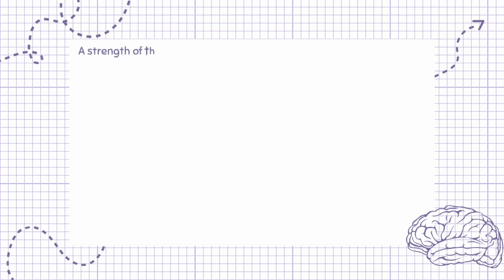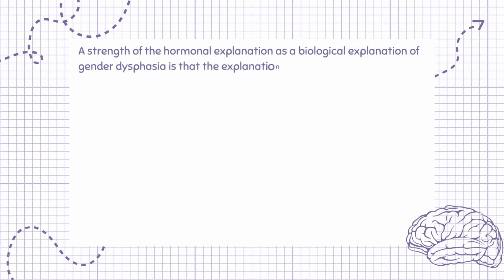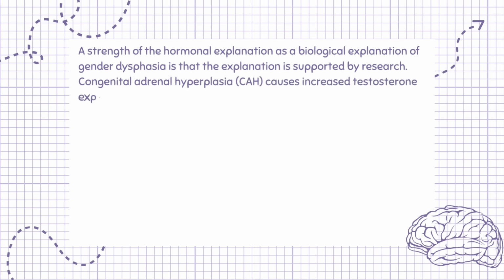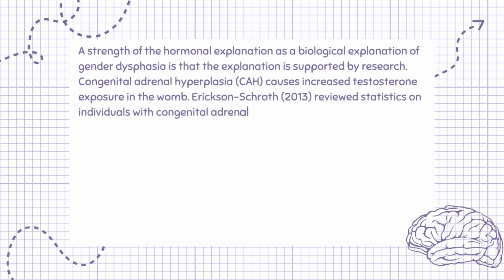A strength of the hormonal explanation as a biological explanation of gender dysphoria is that the explanation is supported by research. Congenital adrenal hyperplasia, CAH, causes increased testosterone exposure in the womb. Erickson-Schroth, 2013, reviewed statistics on individuals with congenital adrenal hyperplasia, raised male or female.